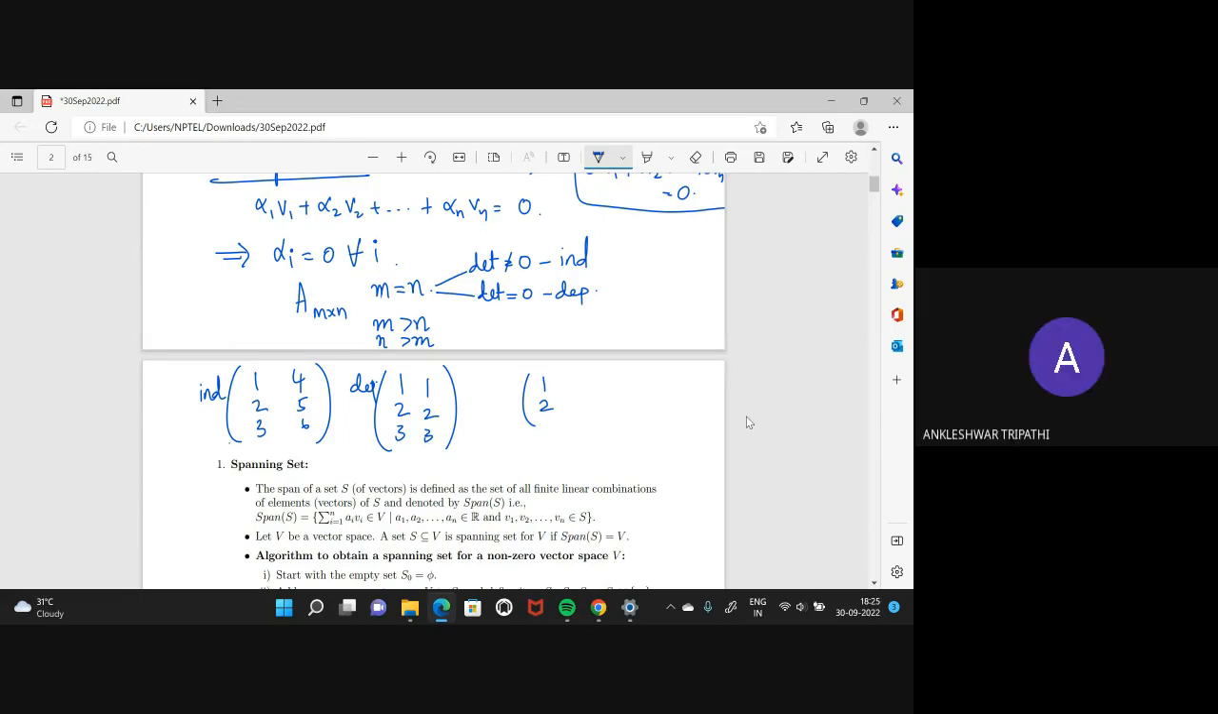This will come into picture when we generate bases. When you talk about bases, all this comes into the picture. Last condition: if n is greater than m, you have more vectors than the number of coordinates in each vector. In that case, the set is always dependent. Something like this.